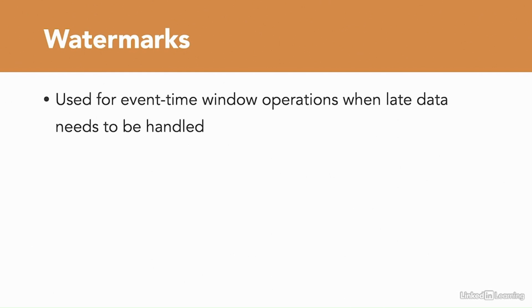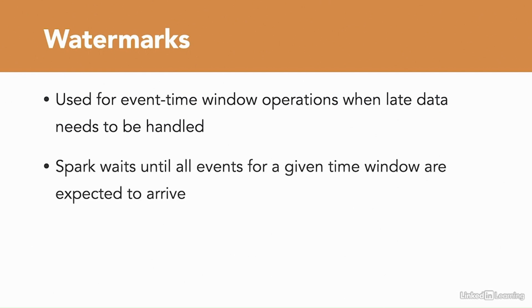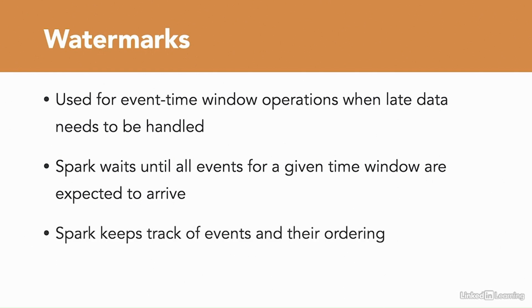Event time is the time a specific event or record is created at source. If windowing needs to be done based on event time, then processing of any window may have to wait until all events for that window arrive at the Spark executors. Watermarks are used to set the delay required before processing of an event time window can happen. Spark waits for this delay until all events for that window are expected to arrive. It keeps track of the events and their ordering until the watermark.